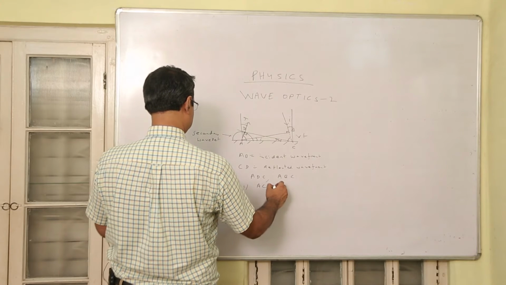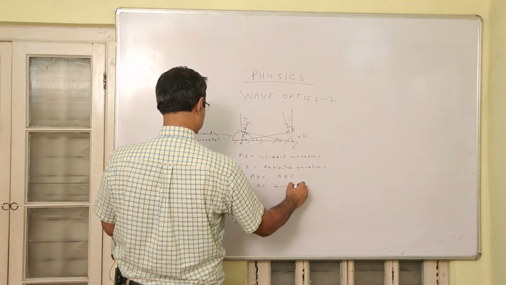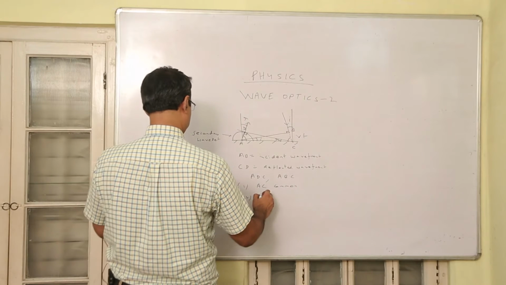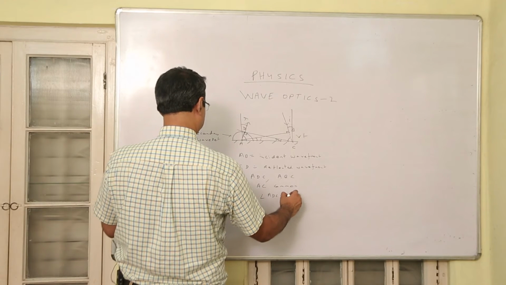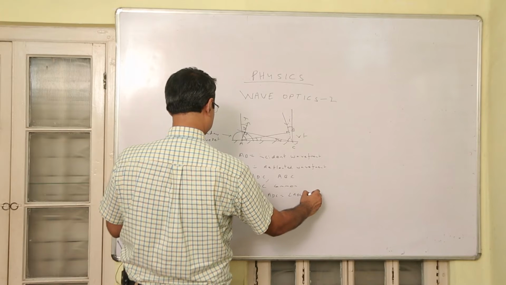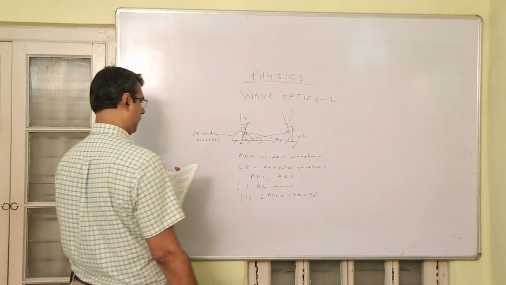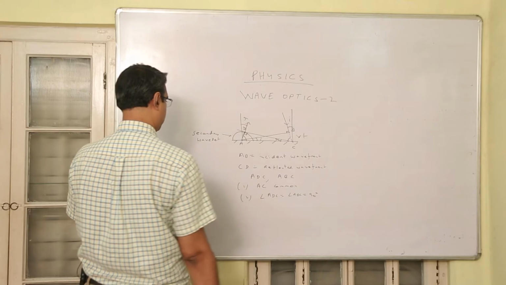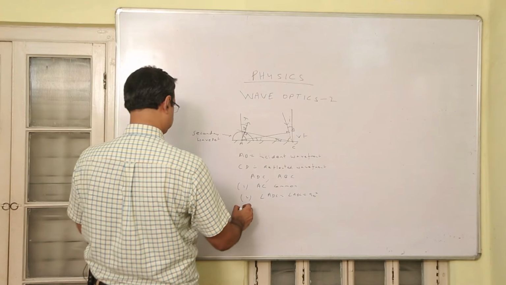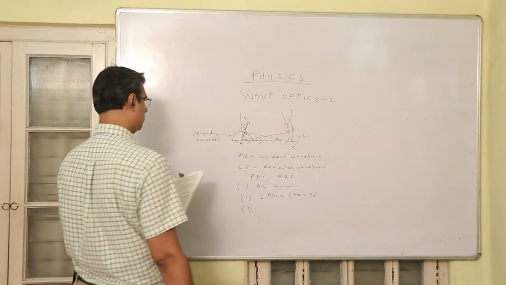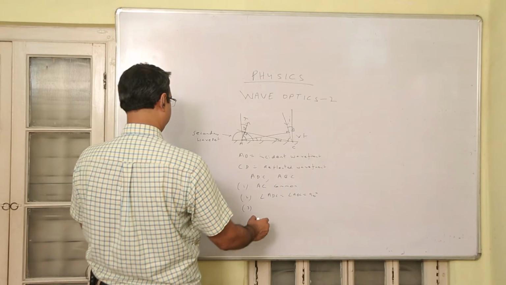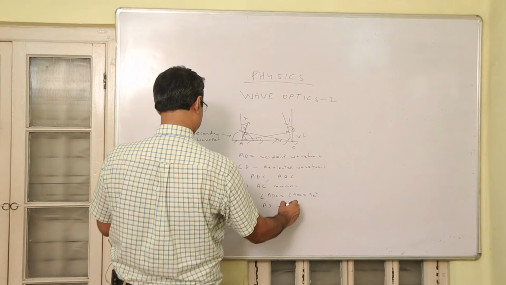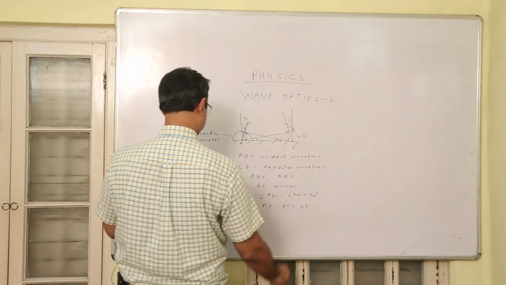In these two triangles, first of all, AC is common. Number two, angle ADC is equal to angle ABC, equal to 90 degrees. Number three, AD is equal to BC, equal to vt.